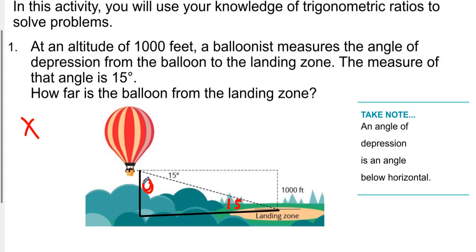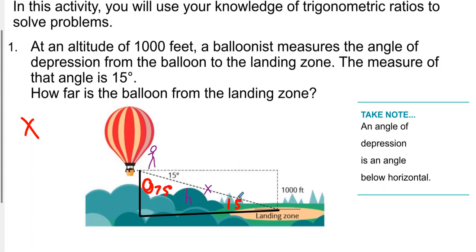If I want to use this other angle, I'd say, well, these are complementary. 90 minus 15 is going to give me 75 degrees. So I've got to get my picture set up. The question says, how far is the balloon away from the landing zone? So that's this one. I've got all my tools in my toolbox. I've got SOHCAHTOA. I'm going to stand here.